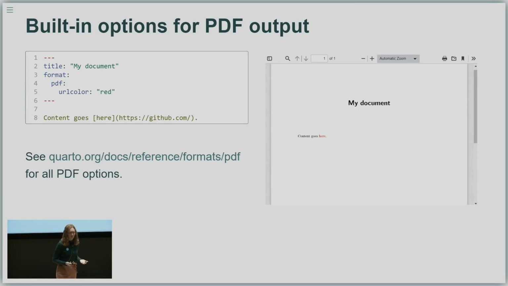There are some built-in options within Quarto for styling your PDF outputs. So you can change things like the link color. You might say that you want all of the URLs in your document to be red. And I'll leave a link there to the Quarto documentation where you can look through those built-in options. If you've been working with Quarto before and you're used to having HTML output and customizing it, you'll probably find that the PDF options are a bit more limited. There's less things you can change easily in Quarto.